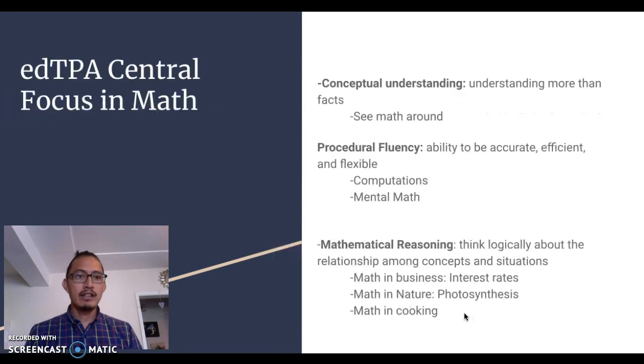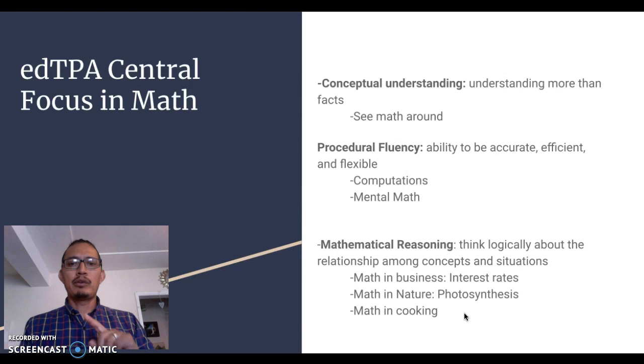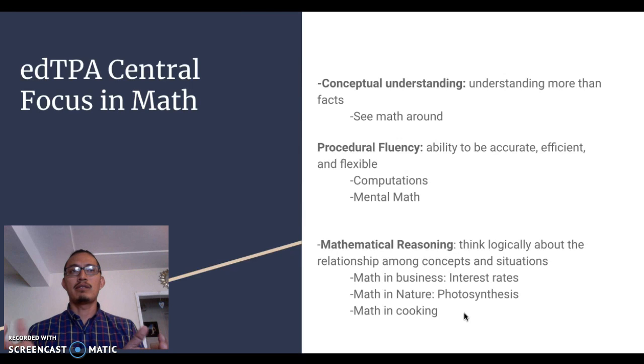With the edTPA central focus in math, they want us to really hit 3 key items: the conceptual understanding, the procedural fluency, and the mathematical reasoning. So with conceptual understanding, they want students to understand more than just facts, to see the math that is around. For example, with the Towers of Hanoi, they understood that there was a recursive and explicit formula that would help them figure out the least possible number of moves with any number of disks.